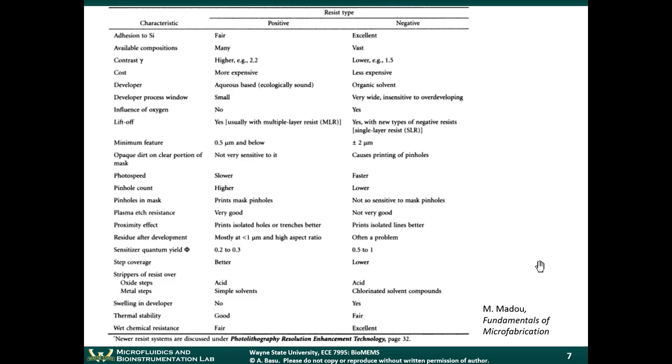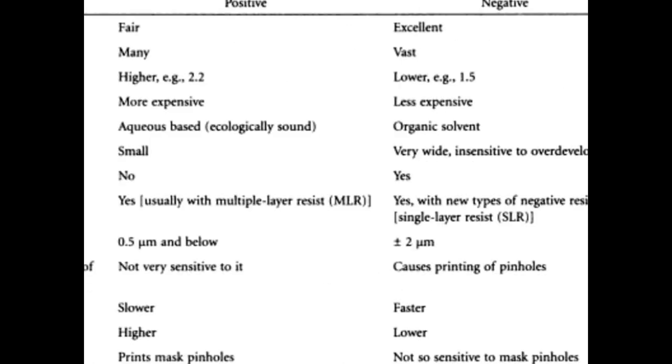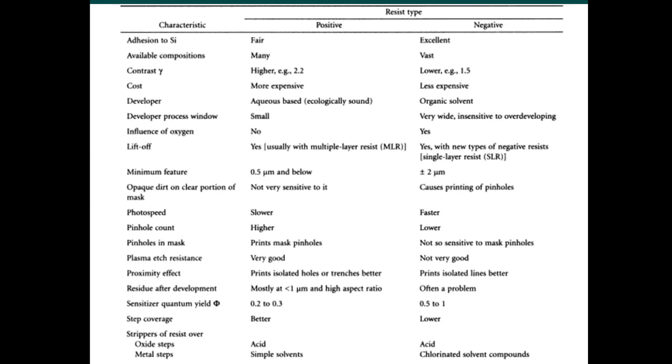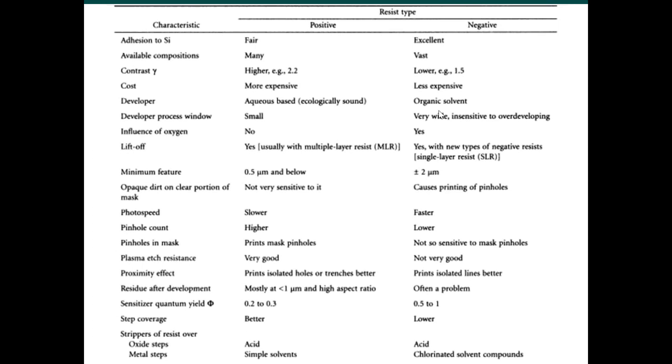This chart, it might be a little bit hard for you to see right now, but in your printed notes, you'll be able to see this better. This is just a comparison of positive and negative photoresists, some of the properties. So typically, positive resist is more expensive, negative resist is less expensive. Positive resists usually have an aqueous-based developer, right, which is more environmentally friendly. Negative resists typically use some type of organic solvent, which needs to be disposed in a more careful manner.